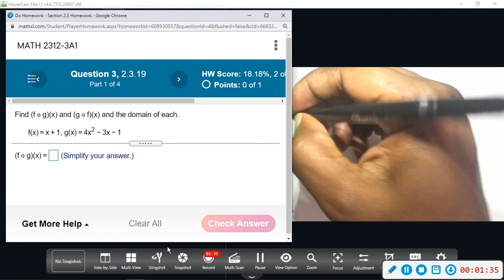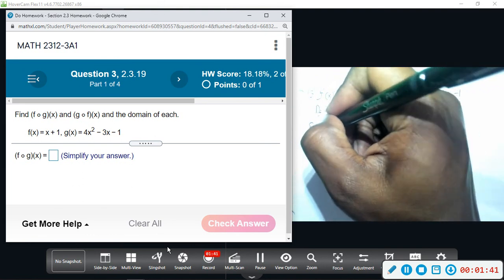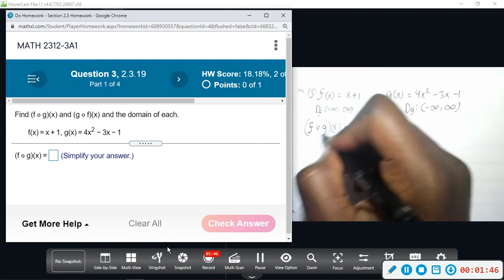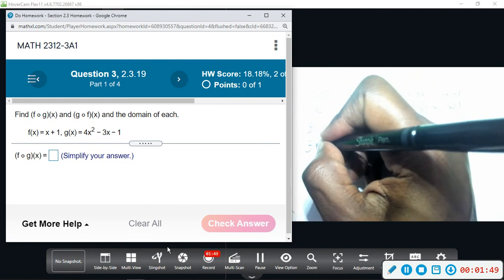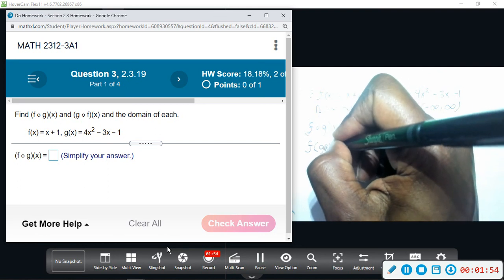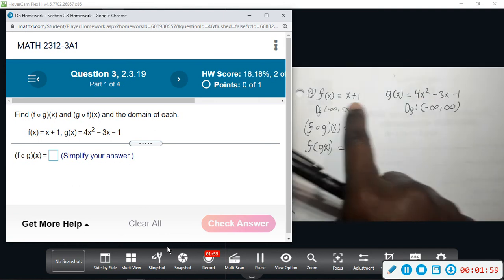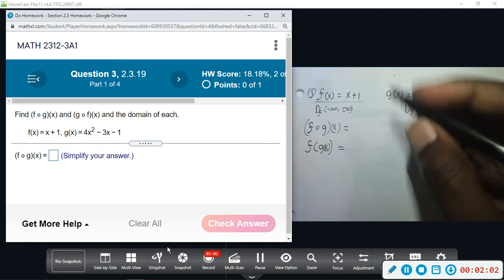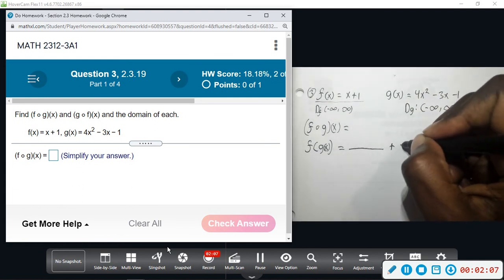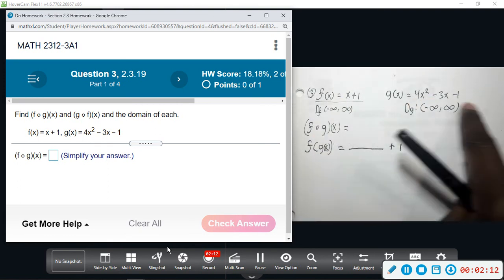So this first time we want to find f of g of x. Okay, this means you're going to start with the f equation, and everywhere you have an x, you're going to replace x with the whole g equation. Okay, so I would start off with the f equation, which is x plus 1. So instead of x, I'm going to write blank plus 1 because I'm replacing x with something else. I'm replacing x with the whole g of x equation.